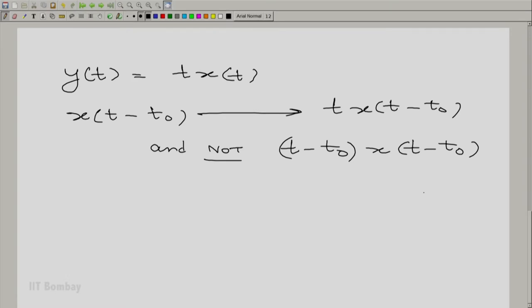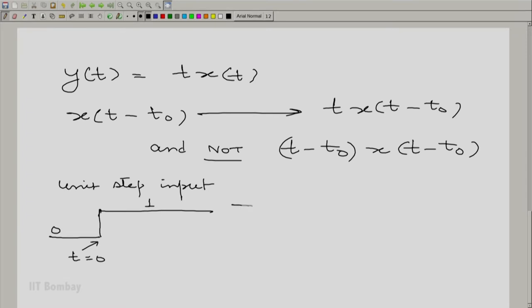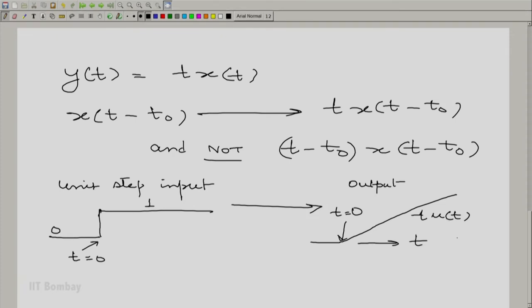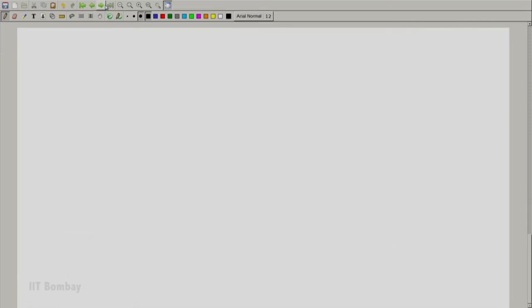Now, let me give you an example. Let us take that very unit step input. So, we give the unit step input to the system, 1 for t greater than or equal to 0 and 0 for t less than 0, and query what the output is. The output is of course a ramp, as we saw. So, from t equal to 0 onwards, it gives you t times u of t, essentially a growing straight line here. Now, let us see what happens if you gave it, for example, u of t minus 1, unit step shifted by 1 forward.